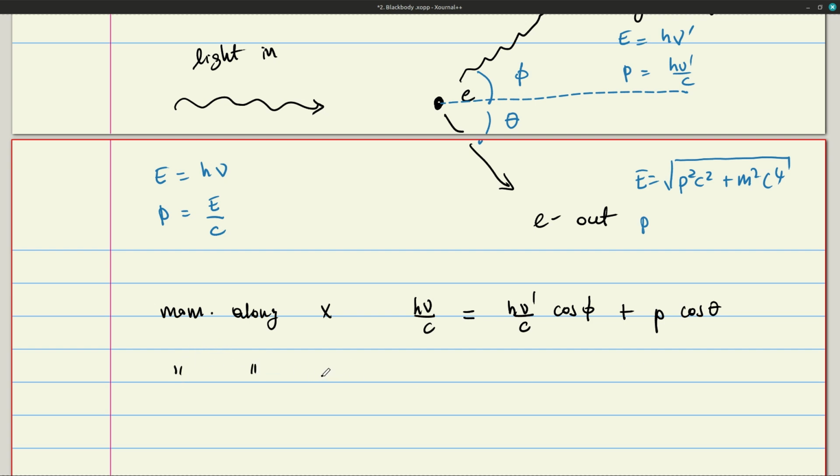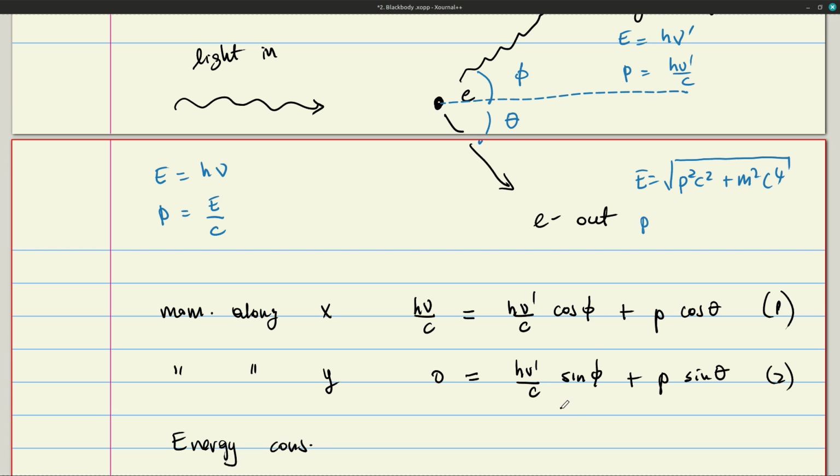The second one, momentum along y, is 0, right? There is nothing in the y direction in the incoming, and this should be equal to h nu prime over c sine phi plus p sine theta. So this is equation number 1, this is equation number 2, and lastly energy conservation. The incoming energy is h nu. Anything else? Do I have any other form of energy before the collision?